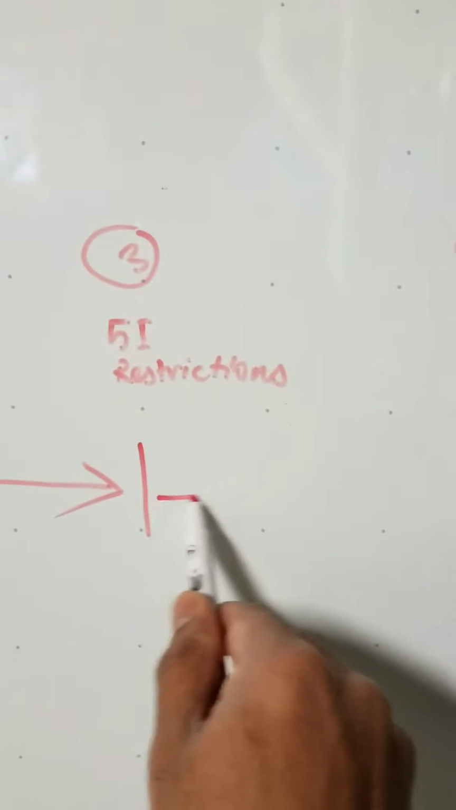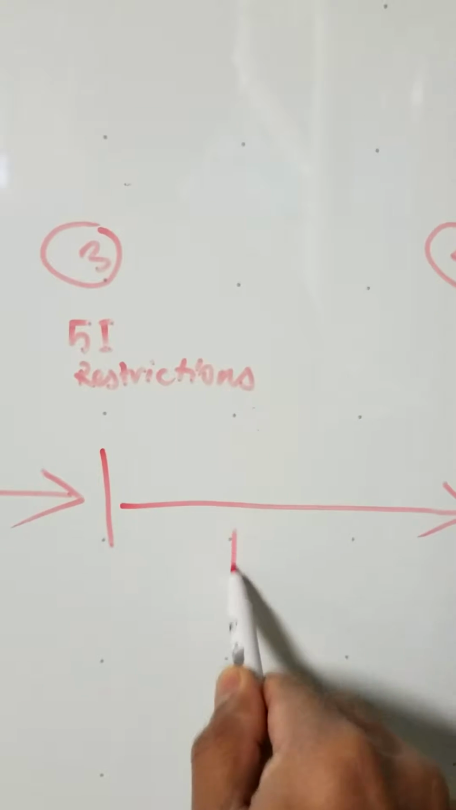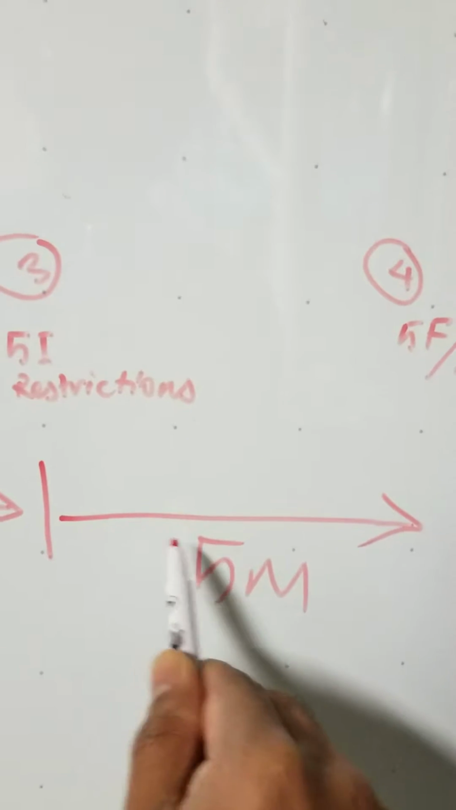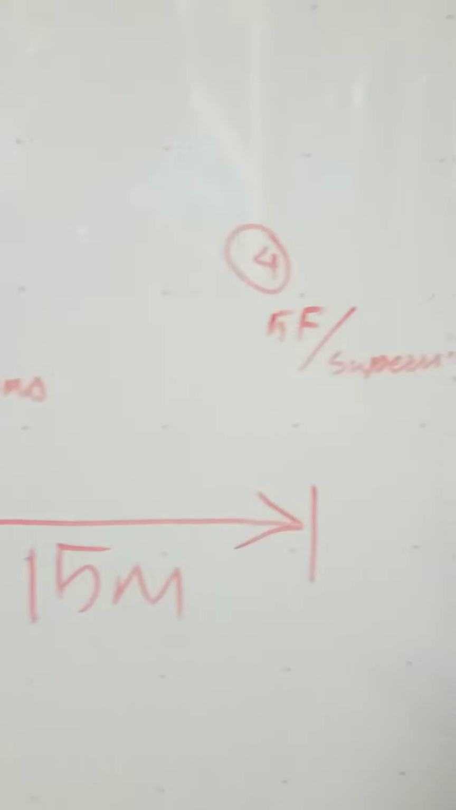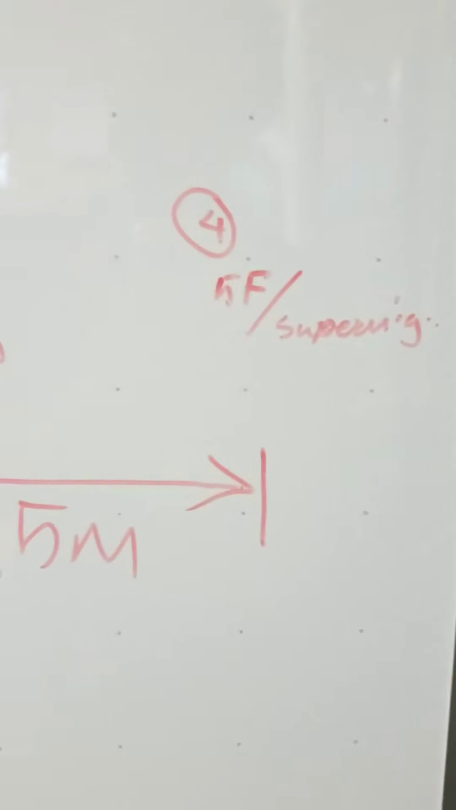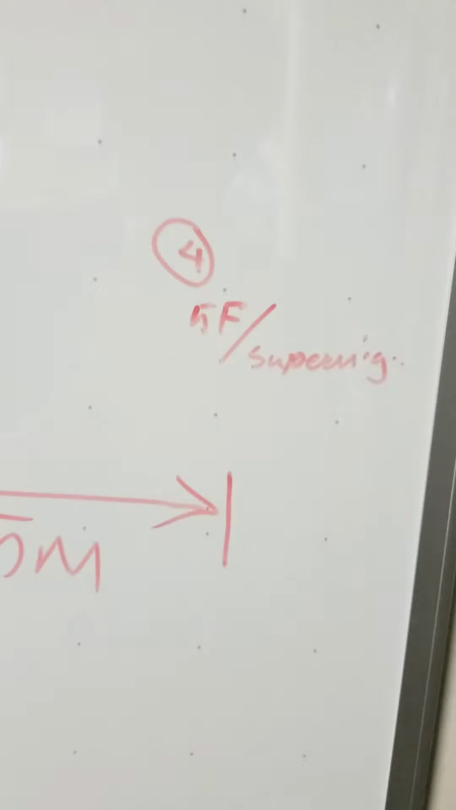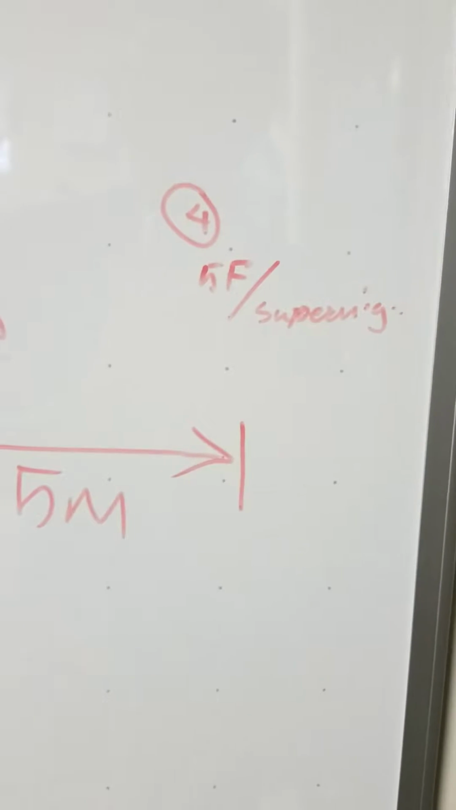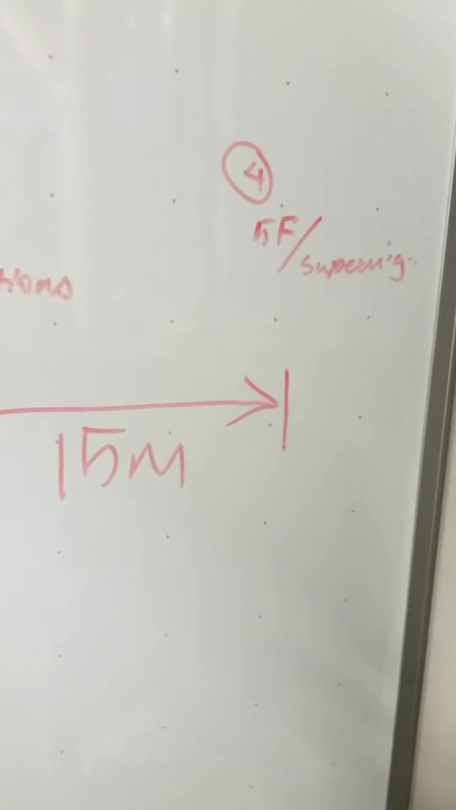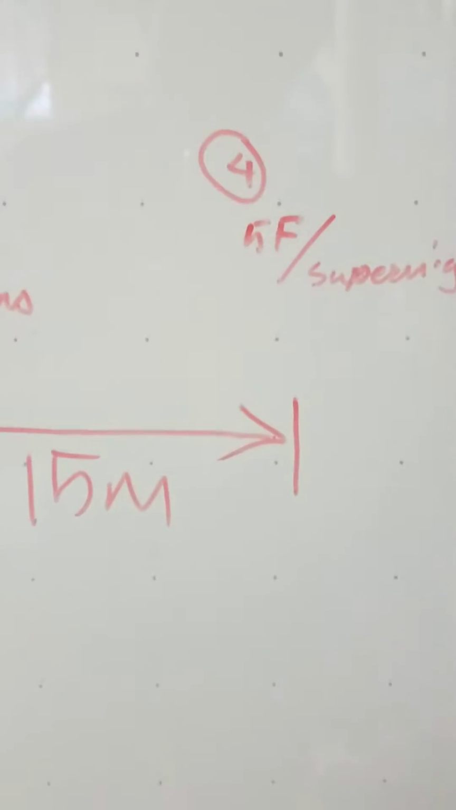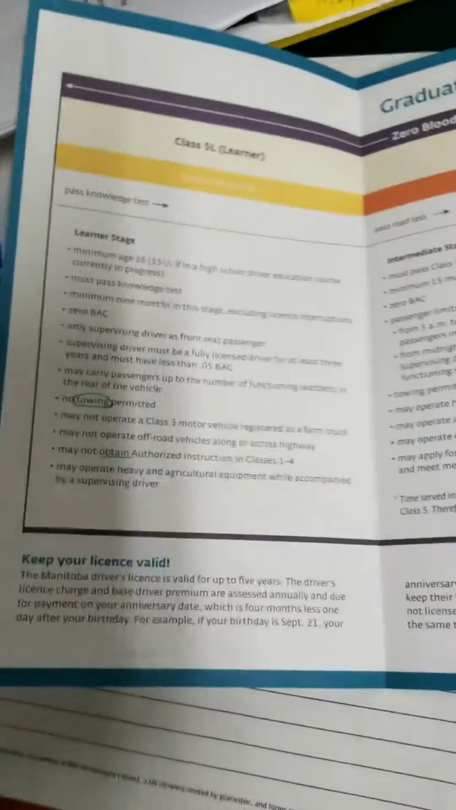Anyway, you stay at that stage for 15 months, then you become a class 5 full license. Basically, then you can drive any time of the day without any restriction. Although you cannot supervise someone unless you have been at that stage for at least 3 years. So let's look at what the book says about the restrictions.